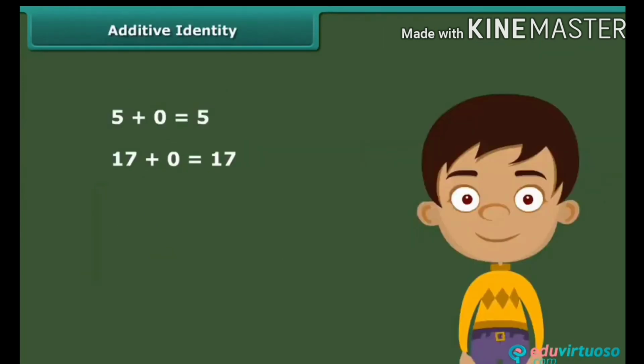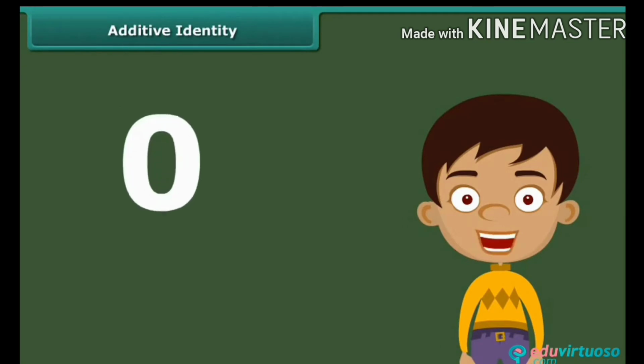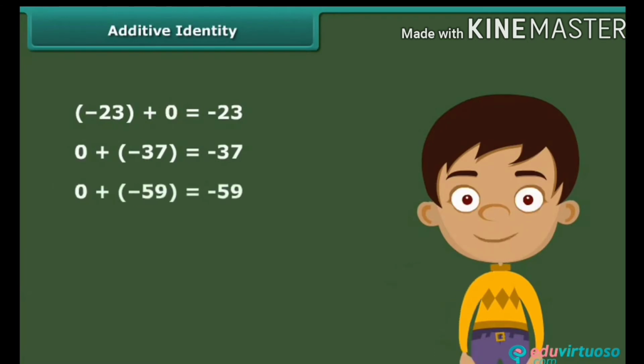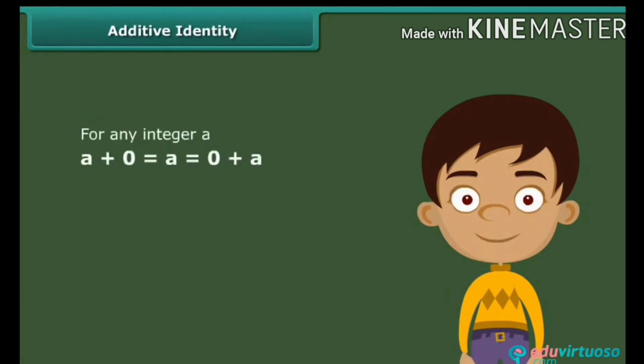When we add 0 to any whole number, we get the same whole number. 0 is an additive identity for whole numbers. Similarly, if we add 0 to any integer, we get the same integer. In general, for any integer a, a + 0 = a = 0 + a.